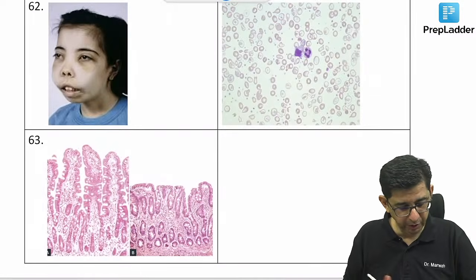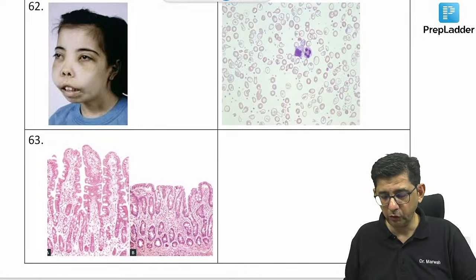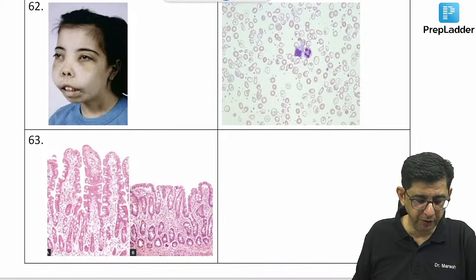Yes, it can be seen in diabetes also. Absolutely. Okay, so we do two more images, guys, and we are sorted for today.